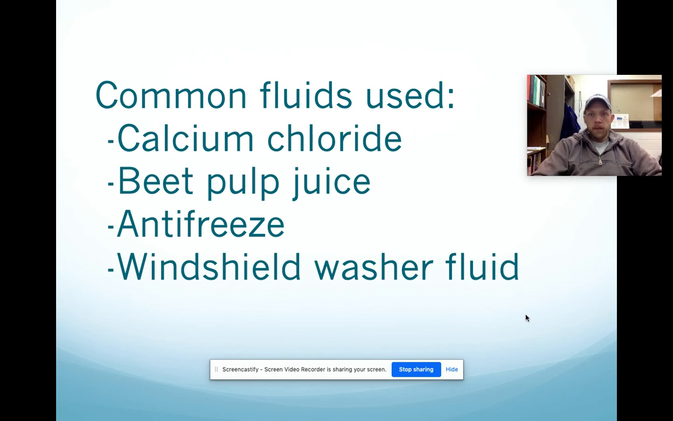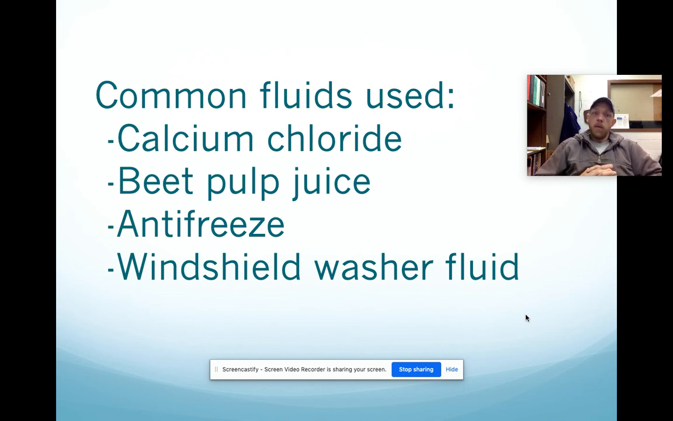Lots of fluids can be used as tire ballasting or tire fluid. The most common and the oldest is calcium chloride. Beet pulp juice is being used now as well. It's a brown substance, has a high sugar content. Antifreeze, and then windshield washer fluid, or essentially water that's been treated with ammonia. On this list, if you look it up, you also see water.